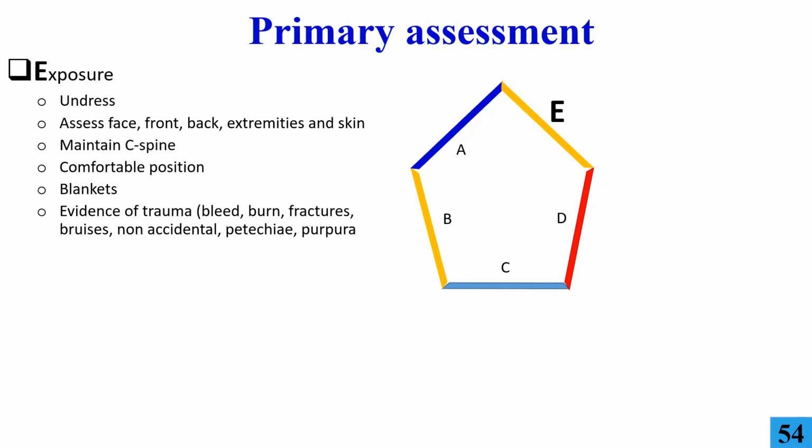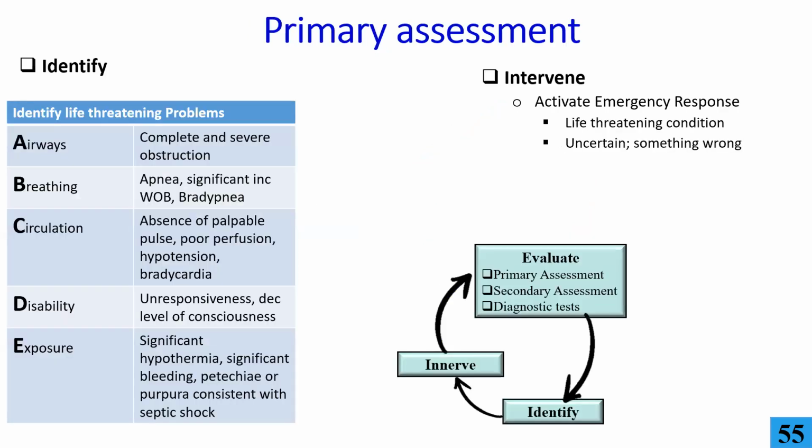Remember to check the cervical spine. Always put the baby, if he's irritable, in a comfortable position, whether in his mother's lap or you always use a blanket. When you cover the baby, don't use his dress or her dress. It should be undressed. Look at the evidence of trauma, bleeding, burn, fracture, bruises, non-accidental injury, petechiae, purpura. So it's very important to check the exposure of the baby.